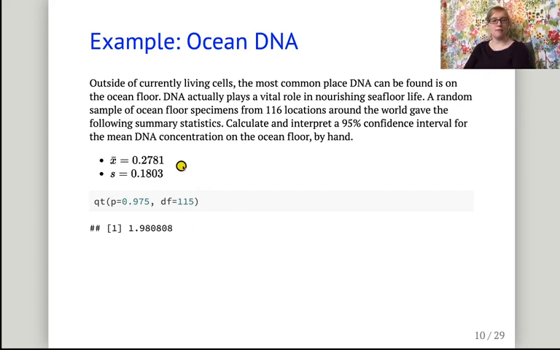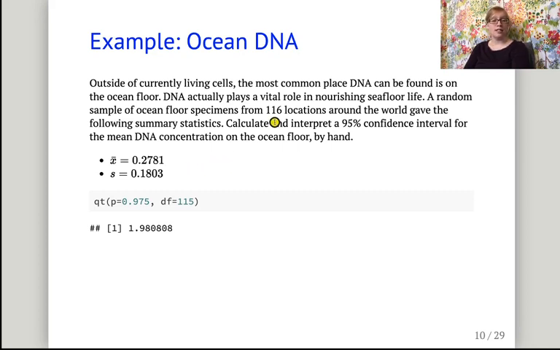So we have a mean and standard deviation for the DNA concentration on the ocean floor. We'd like to use this to find a confidence interval for the mean by hand. I will apologize to those of you who would like to know the units. Unfortunately, I do not know those off the top of my head. So we've got the mean, we've got the standard deviation. The next thing we need is that t value.